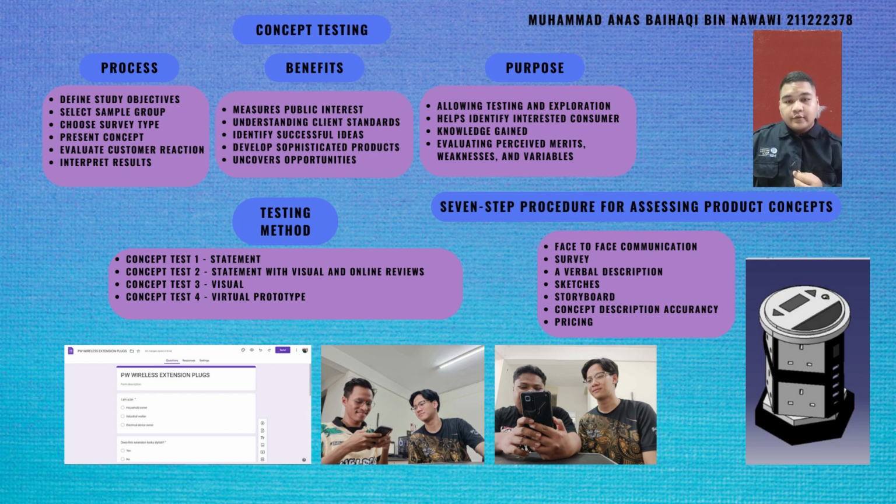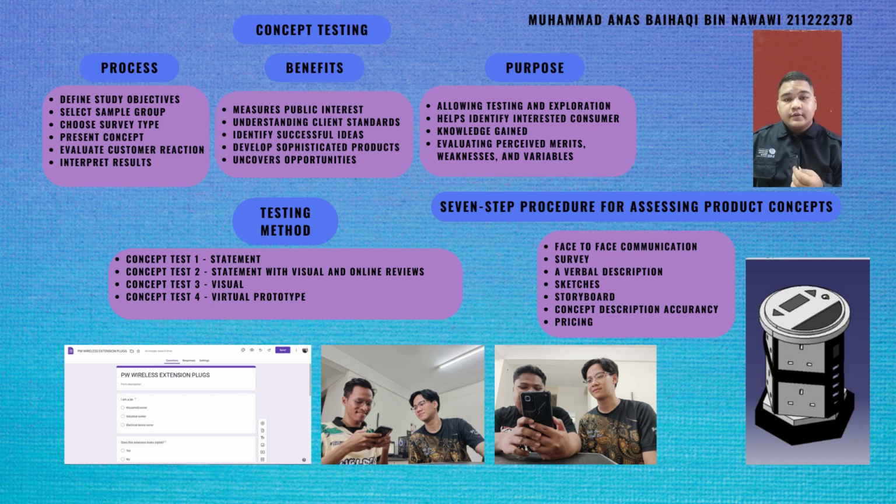The first one is process. In the process, we define the study objective, select a sample group, choose a survey type, present the concept, evaluate the customer reaction to the product that we plan to make, and interpret the result, whether the future customers are really satisfied with the concept of the product that we want to make.